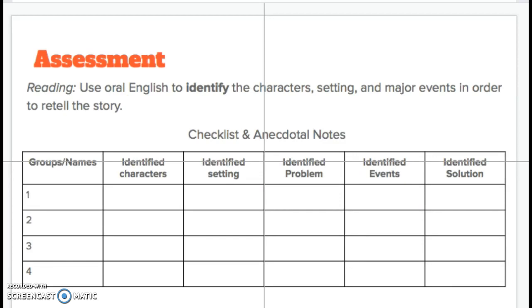For the assessment, I decided to use both a checklist and anecdotal notes as I facilitate, or as I move group to group, checking in with the students in each group and simply checking if they were able to identify the different story elements, and then taking any anecdotal notes that I noticed, such as frustration, or frequently referring to the text for support.